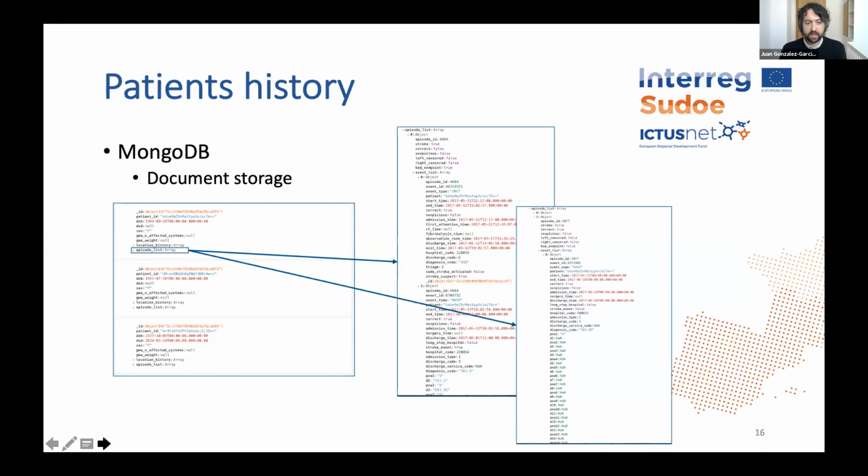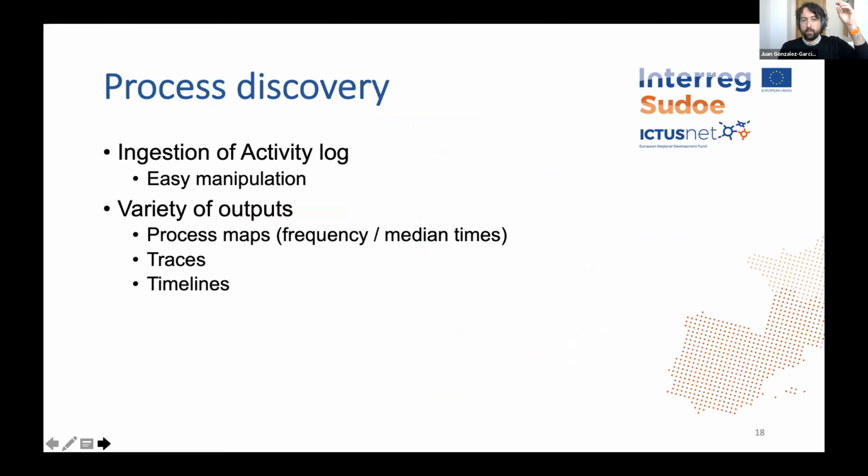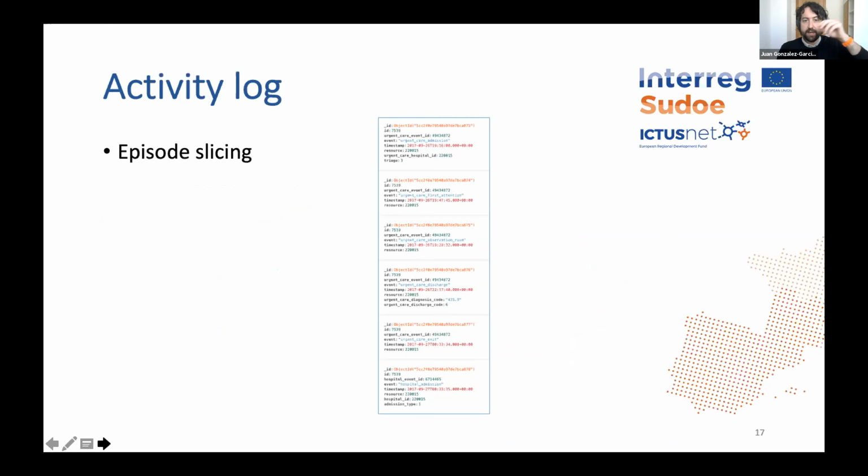Next slide, please. What we do is transform this history into an activity log. What's the activity log? The activity log is dividing the episodes into a set of timestamped activities. We don't need all this overhead of all the patient history with all the data and this structure. We just need which time, which patient, which activity.